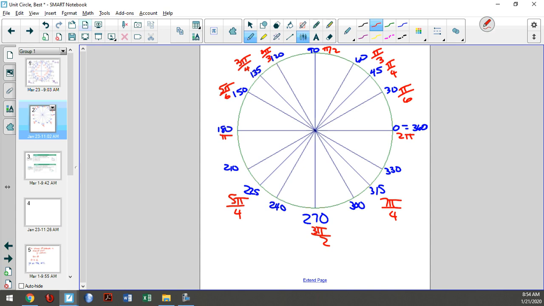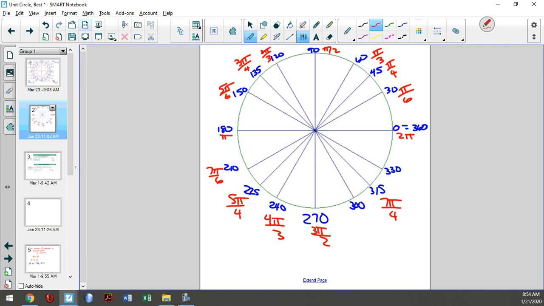Plus 1/6 gives me 6 pi over 6. What does 6 pi over 6 reduce down to? 1 pi. Yes? So 6 pi over 6 plus 1 over 6 is going to be 7 pi over 6. Plus a pi over 6 gives me 8 pi over 6. What is 8 pi over 6? 4 pi over 3. That's 8 pi over 6.